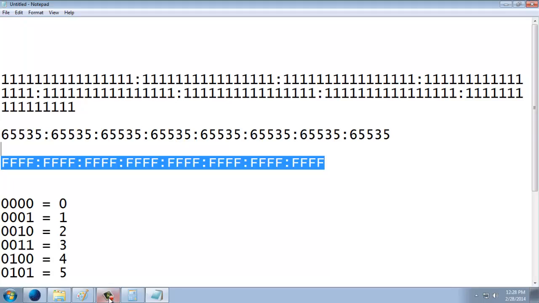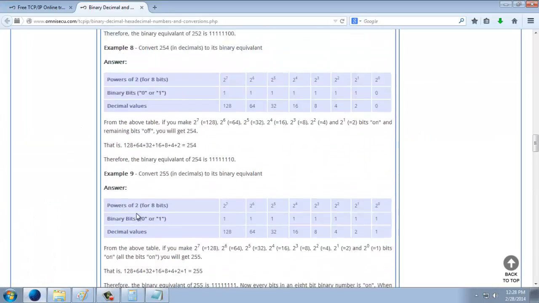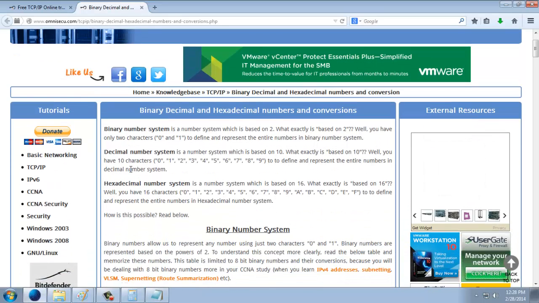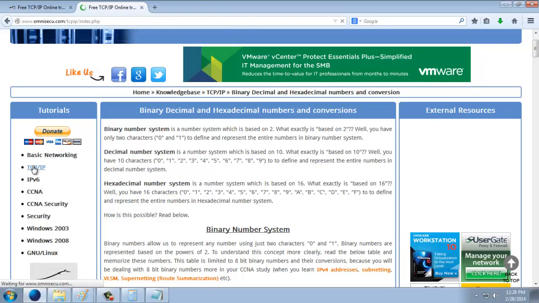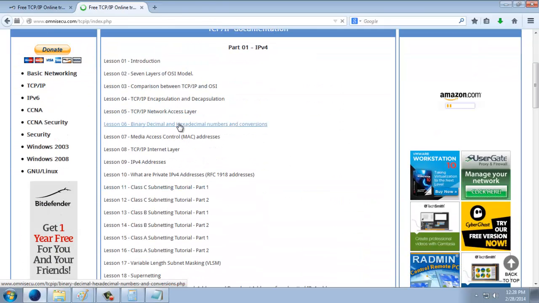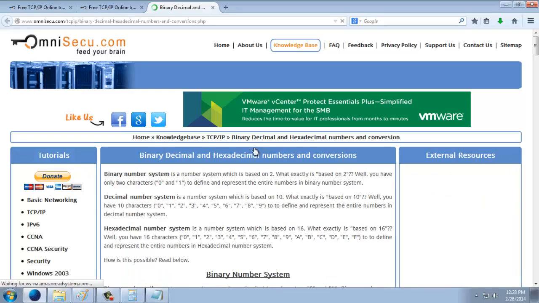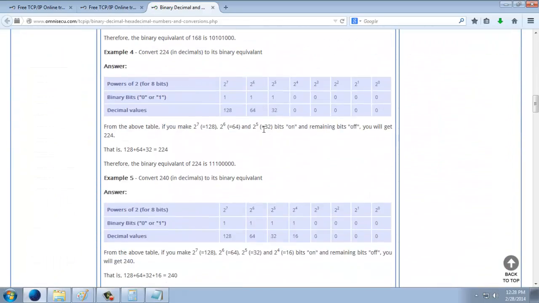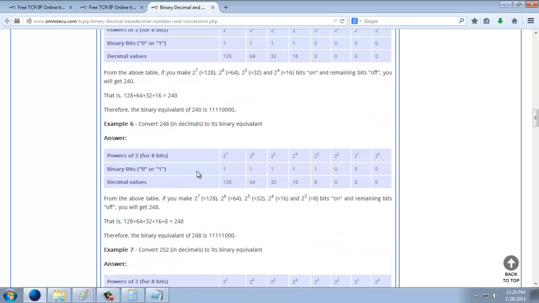If you have any doubt, again go back to our networking lesson, binary, decimal and hexadecimal numbers and conversion lesson. You can reach this lesson by clicking on TCP/IP and clicking into binary, decimal and hexadecimal numbers and conversions. And here all the concepts are explained clearly. Please go there and read and try to practice the examples which I have already given there, and make your own examples and practice yourself so that you can clearly understand these number systems.